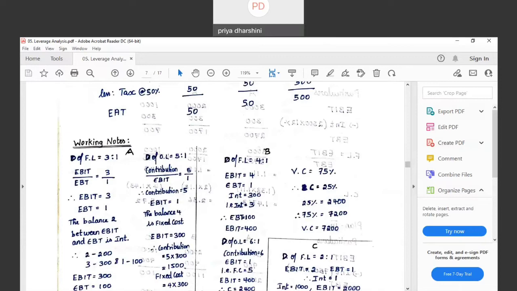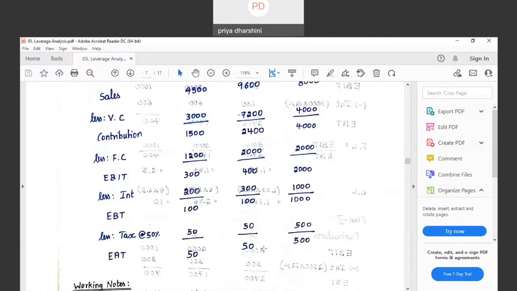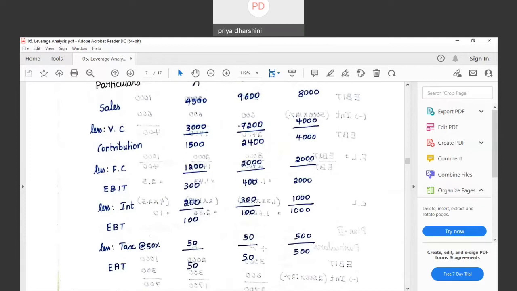For A, the 4:1 is taken as 5:1. You can make the change. For A, it is 5:1. And for B, it is, no, this is not, that's one maybe. Illustration 48. I'm sorry. We are doing illustration 48. The interest amount is the same. Interest is the same, 200, 300 and 1000. Please take illustration 48. I'm not confused right now. Illustration 48.